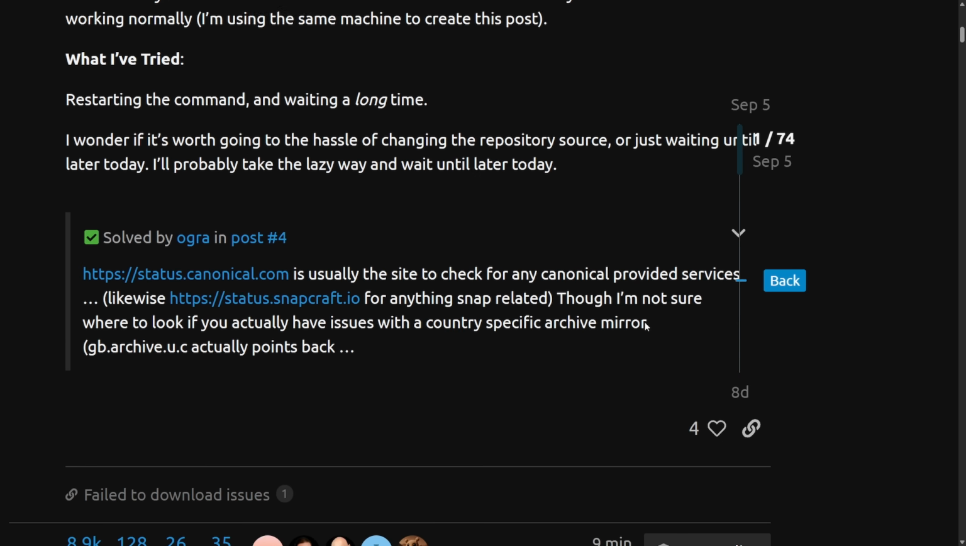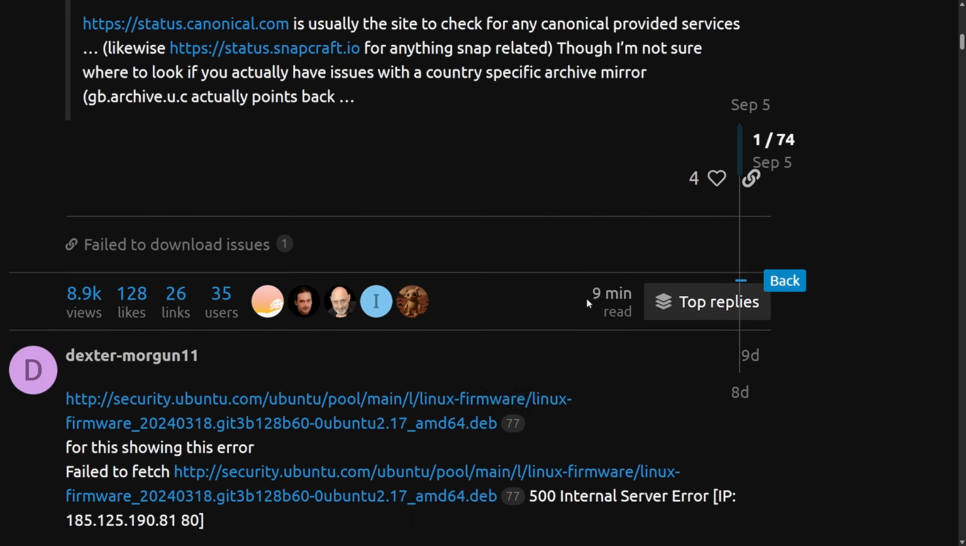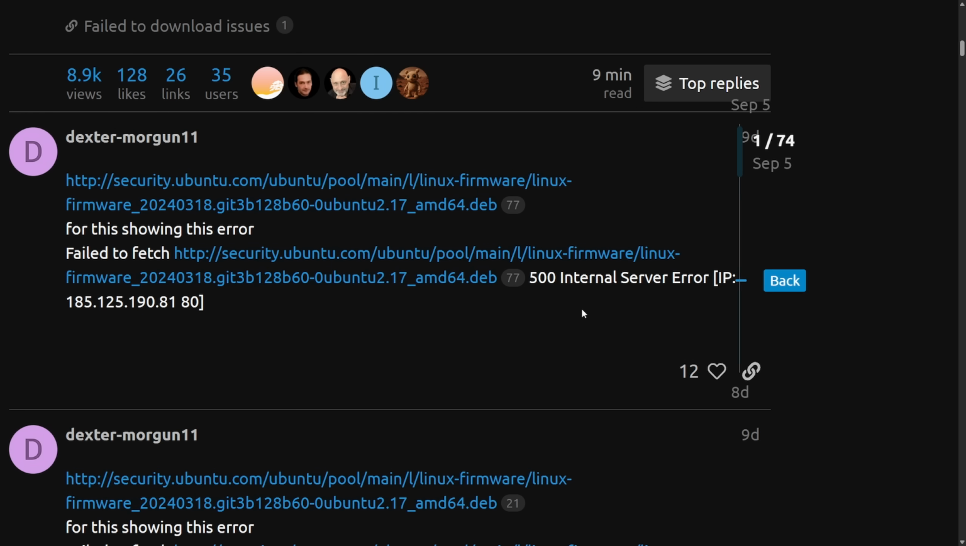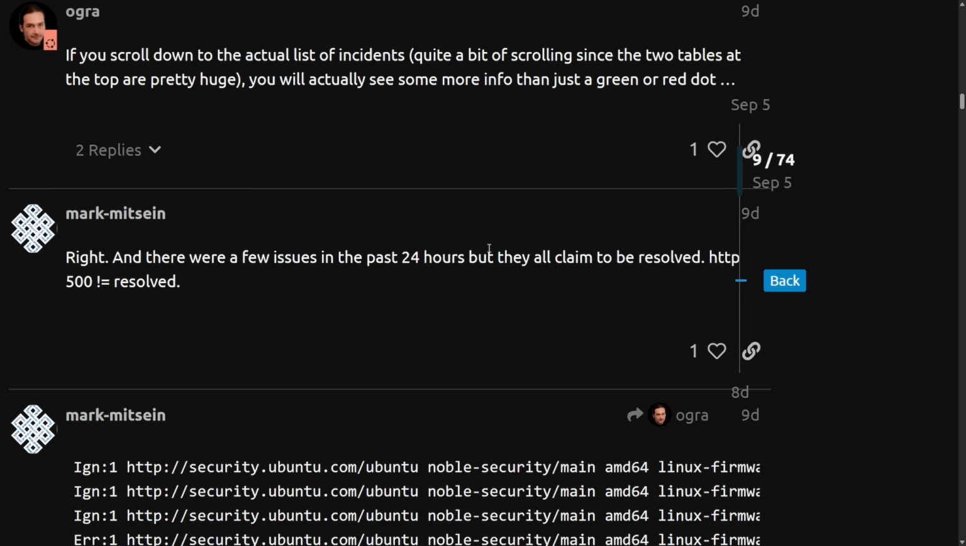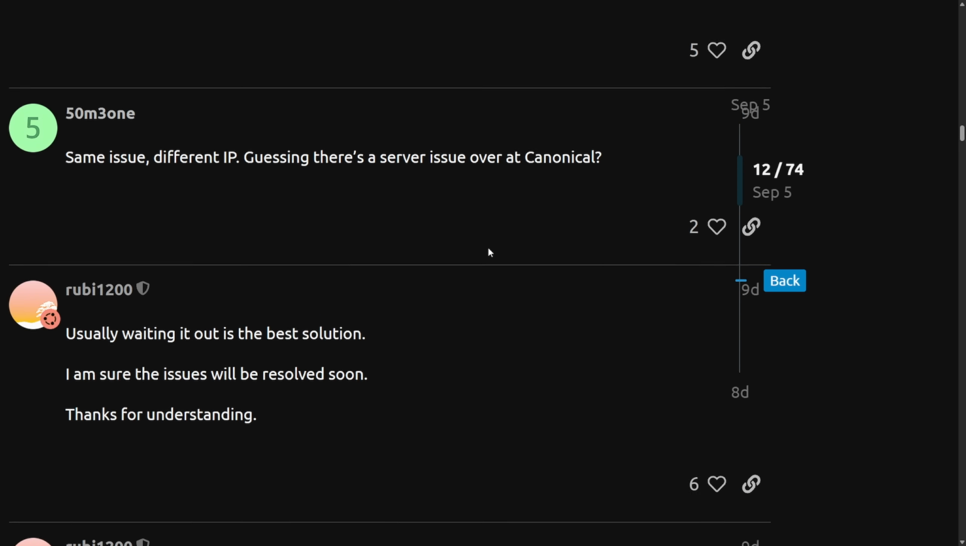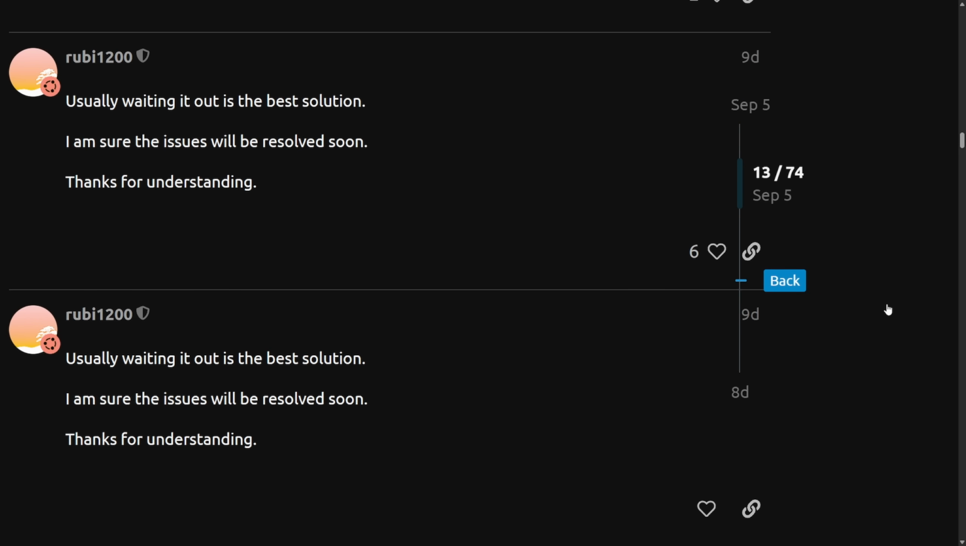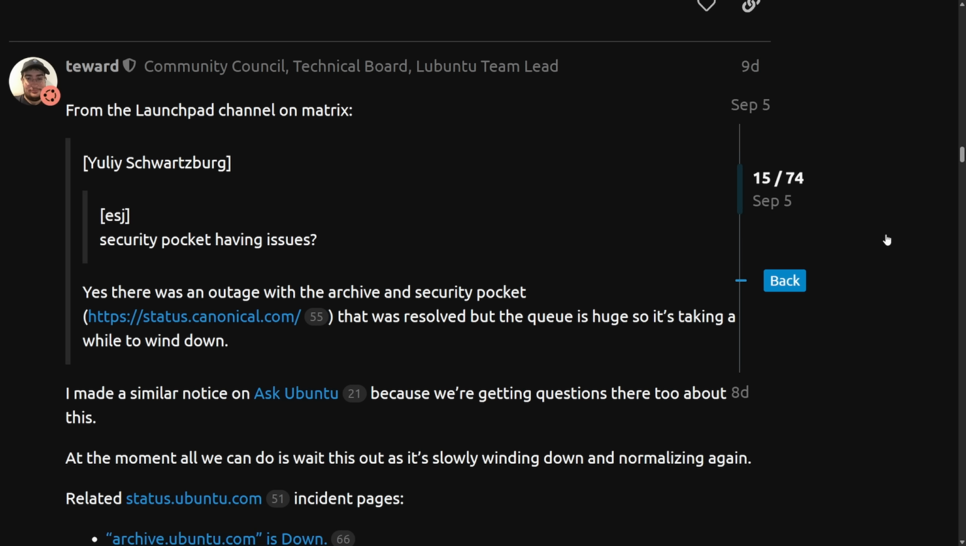So Patty here wasn't the first user or the last to start reporting things as people started piling up with similar issues. With over 74 posts here, we're not going to go through them all, but it was quite interesting. Basically, the symptom here was if you're experiencing long wait times with the archive or security pocket repos, well, that was because those two repos were down.